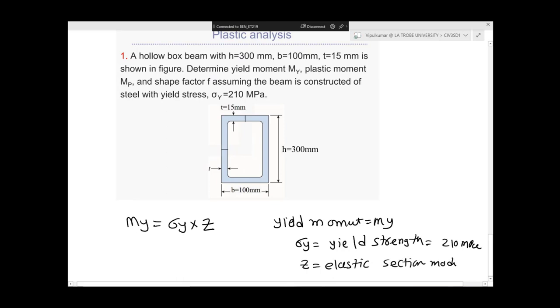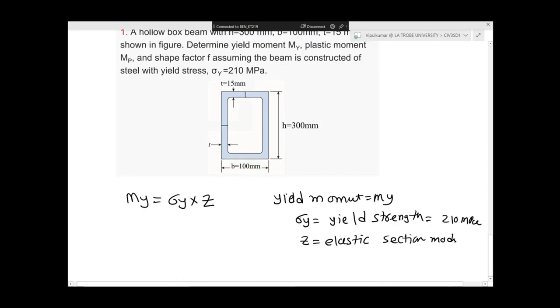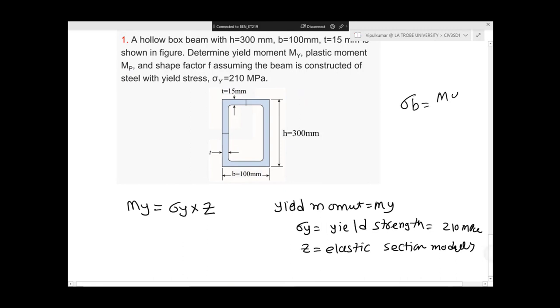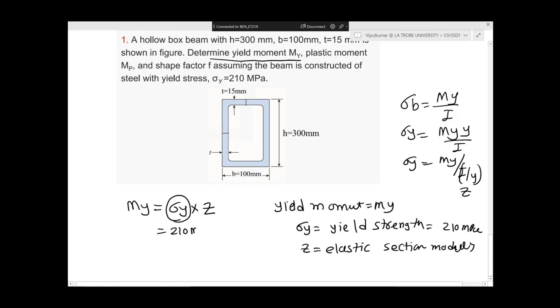You know where these equations come from, right? That is the bending equation. Bending equation: sigma b is equal to My on I, so sigma y is equal to My times y on I, so My is sigma y times I over y, and that is your Z, right? So Z times sigma y gives you My. So that is the first one, determining the yield moment. For that, this one we know, this is 210. We need to find this Z.